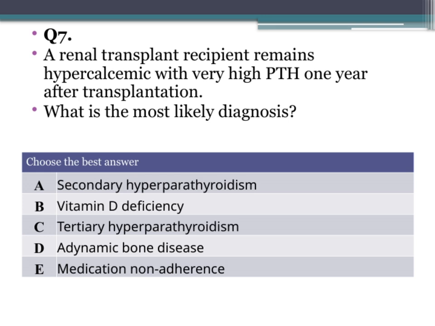This scenario points strongly toward tertiary hyperparathyroidism, especially given the high PTH levels and ongoing hypercalcemia a year after transplant. Other options like vitamin D deficiency or medication non-adherence don't fully explain this picture. So the most likely diagnosis here is tertiary hyperparathyroidism. This highlights an important concept. Even after kidney function improves, the parathyroid glands can become autonomous, requiring targeted treatment. It's a key piece in understanding post-transplant mineral and bone disorder management.